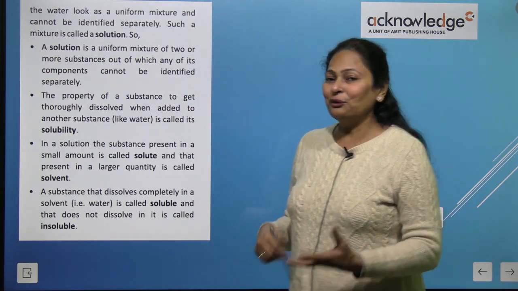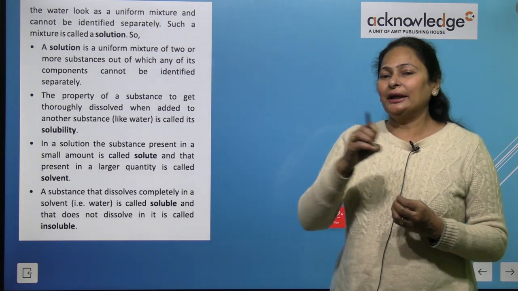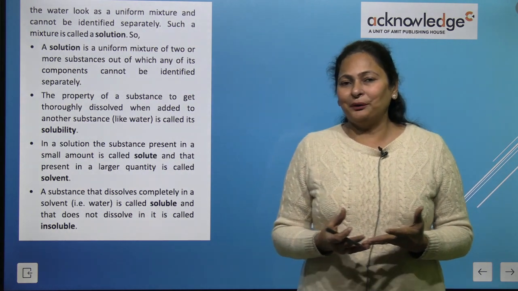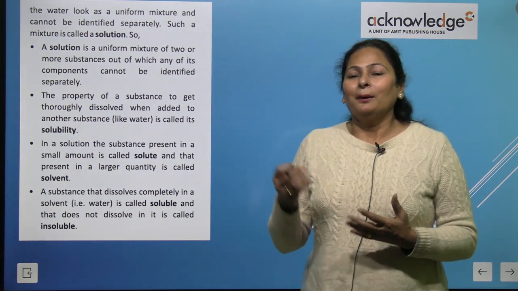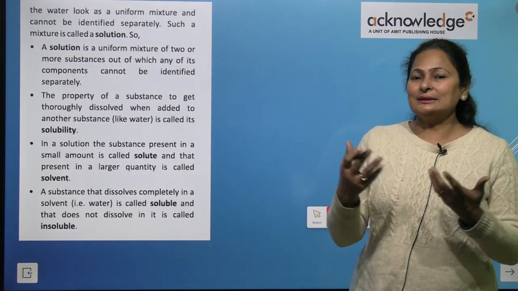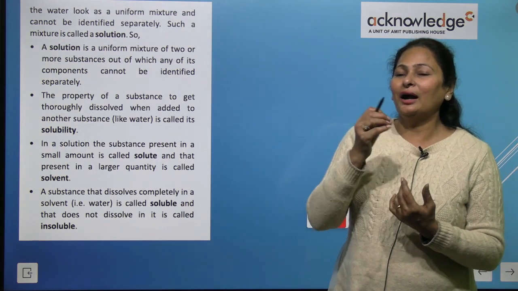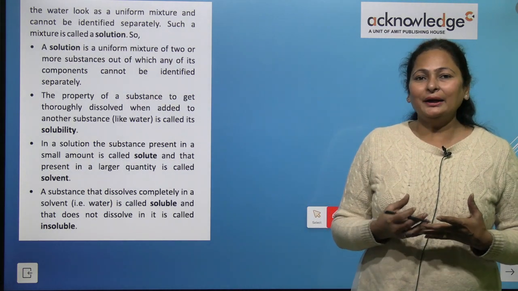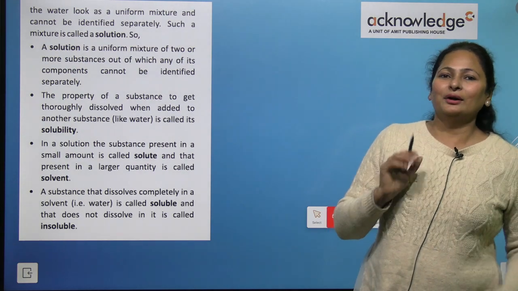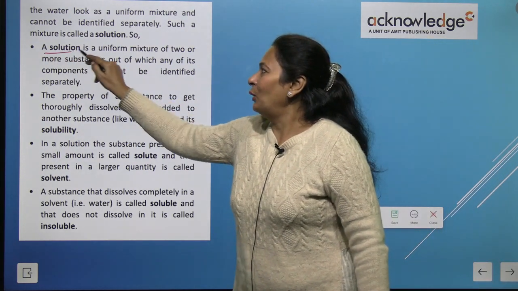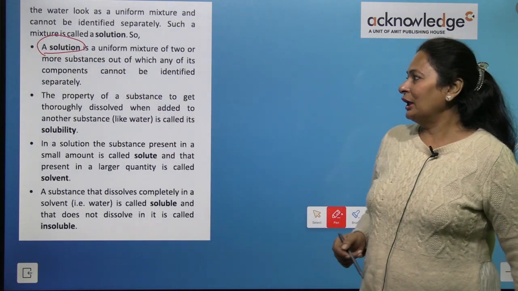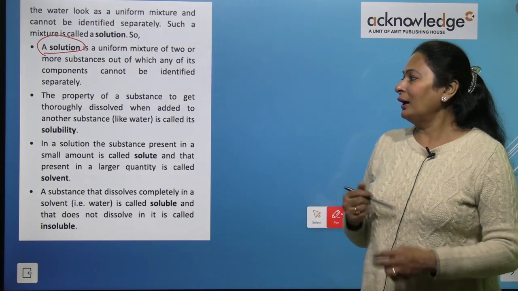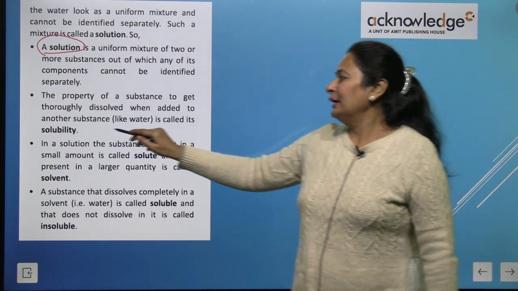So solution is a uniform mixture, means you cannot separate the sugar. These things can be separated. We'll see the separation methods also. But here, this is the mixture. Uniform mixture means you cannot identify the salt separately. You cannot identify the sugar separately, right? It is mixed well in the water. So this is called the solution.